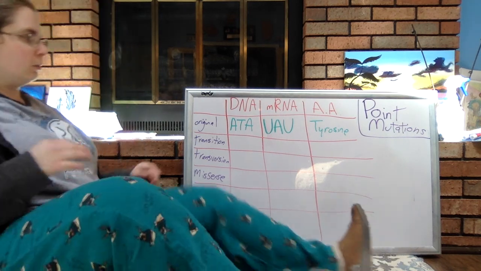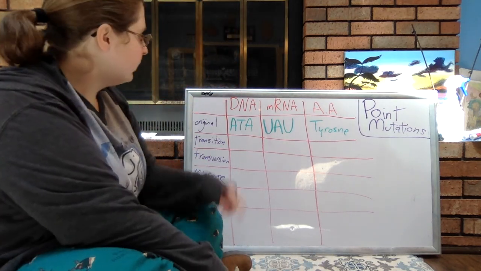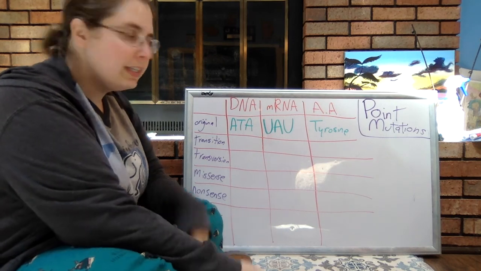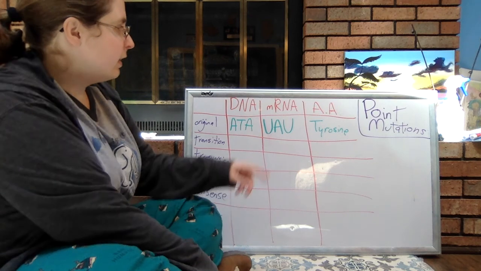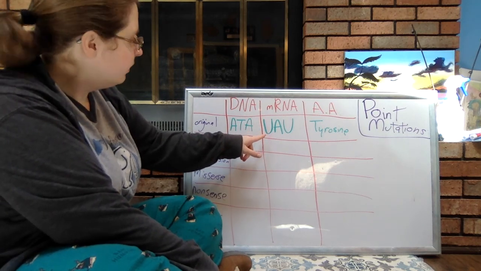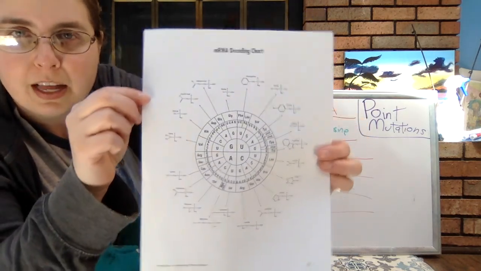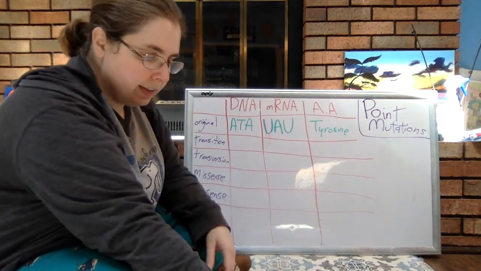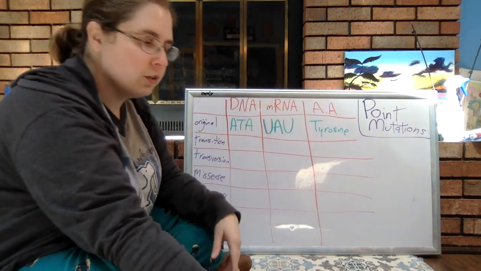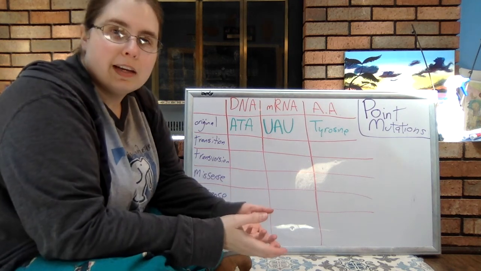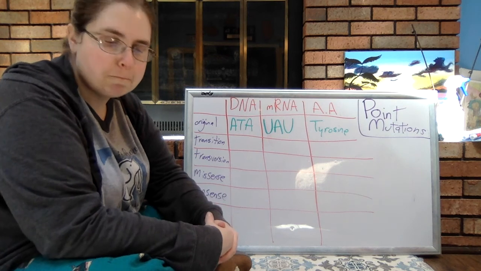So, here we have, let's say, in our DNA, the original DNA says ATA. Well, during transcription, the mRNA codon would be UAU. And if we use our handy-dandy little mRNA decoding chart, we look that up, we have UAU, tyrosine. So that would lead to an amino acid called tyrosine being in that specific location in that protein.